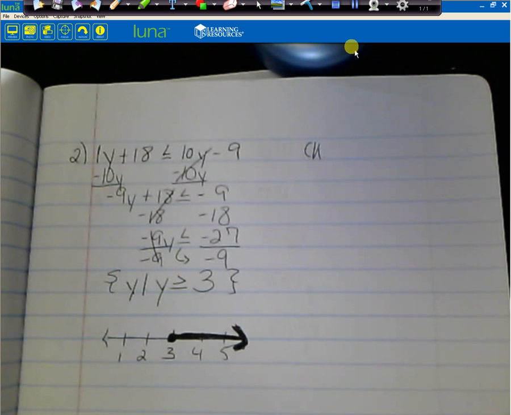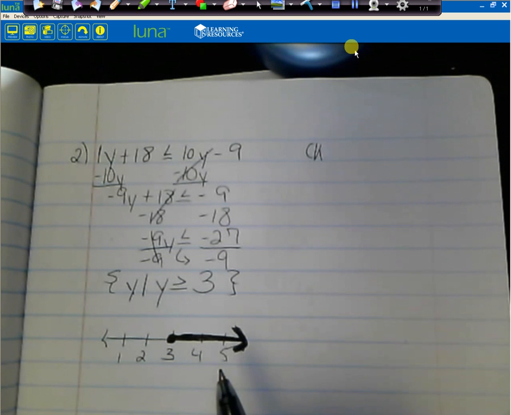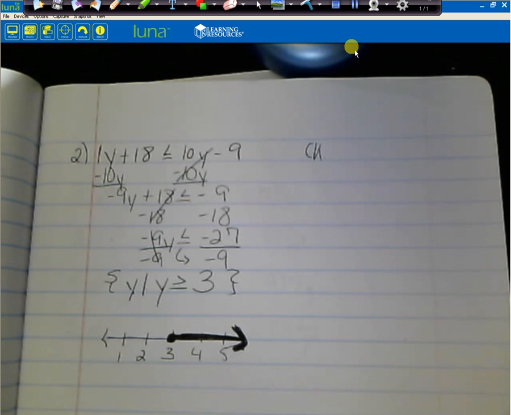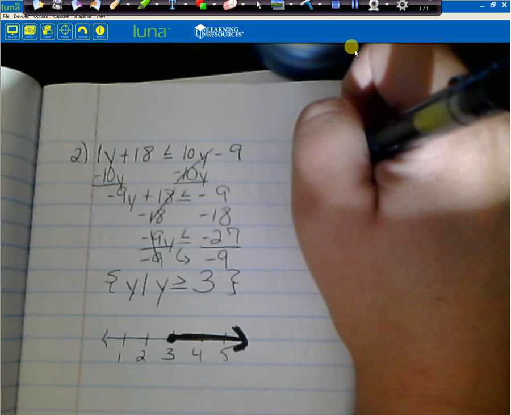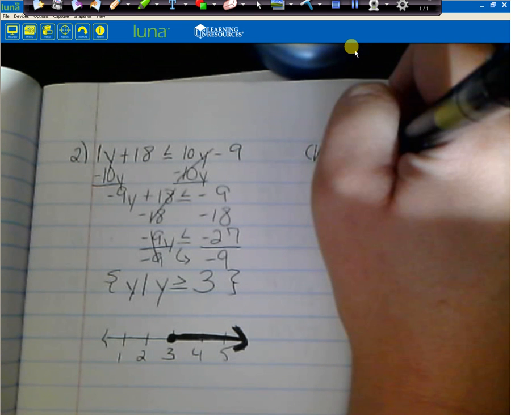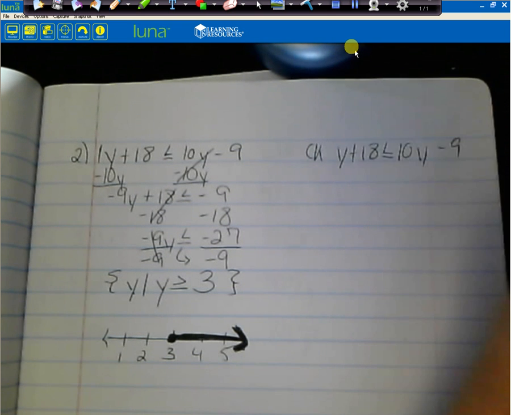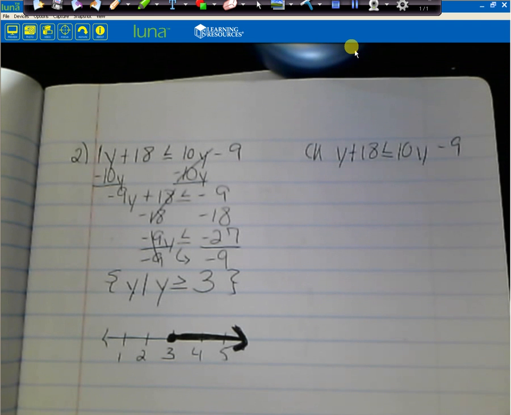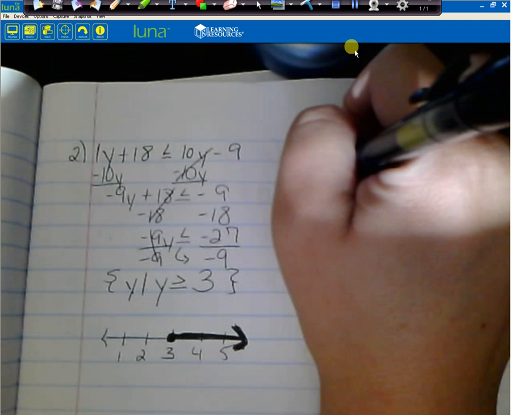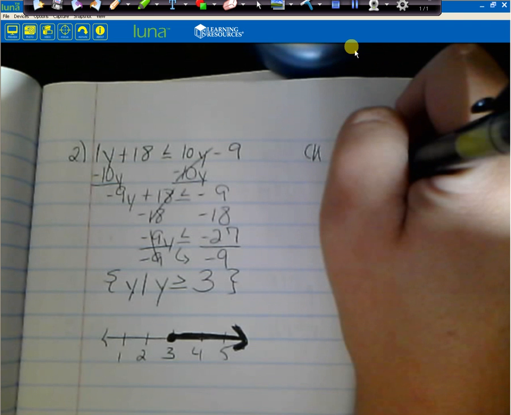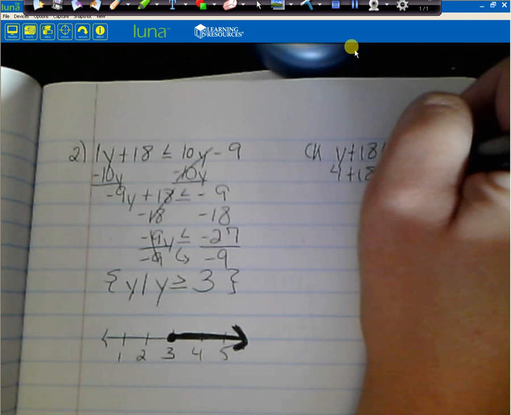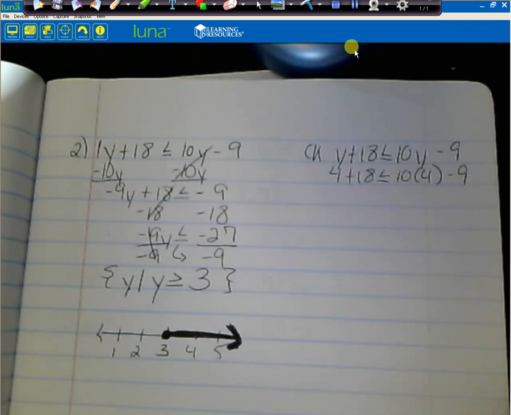Again, go back to your original equation for the check, and you can check with 4 or 5 or any number greater than 3. I'm going to choose to check with 4. But before that, I'm going to go back and rewrite my original problem before I did anything. And then instead of y, I'm going to put in a 4. So 4 plus 18 is less than or equal to 10 times 4 minus 9.